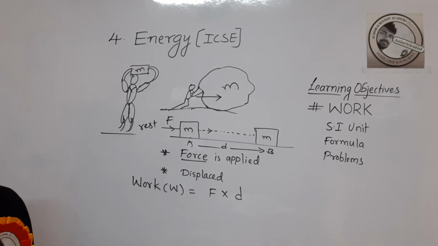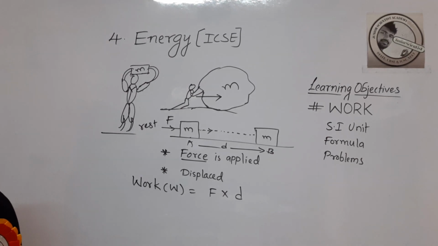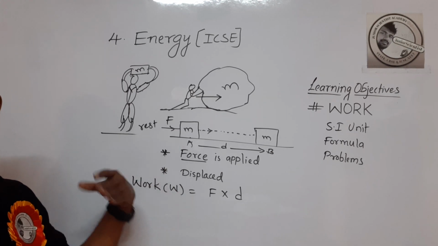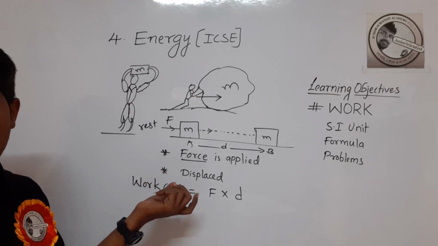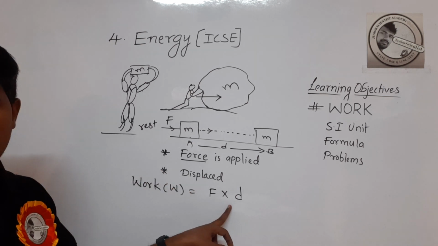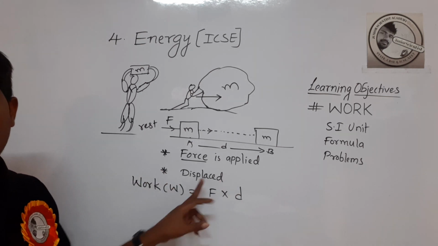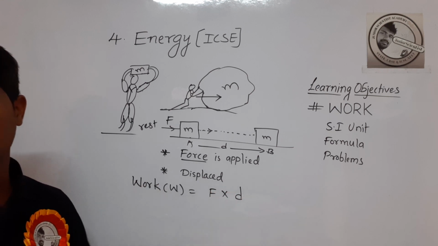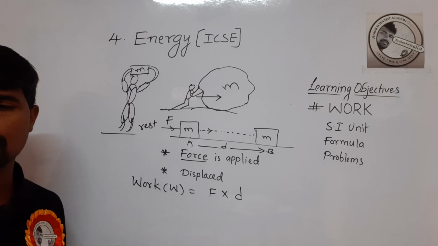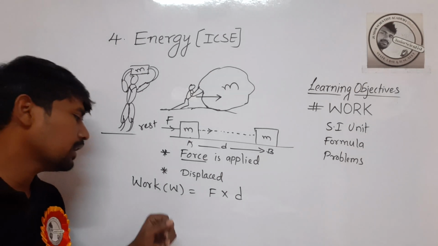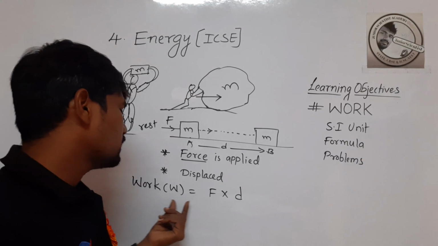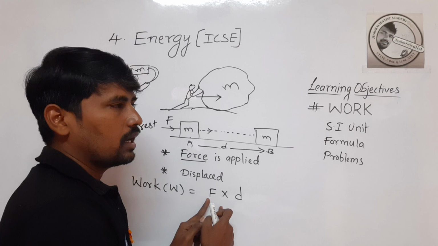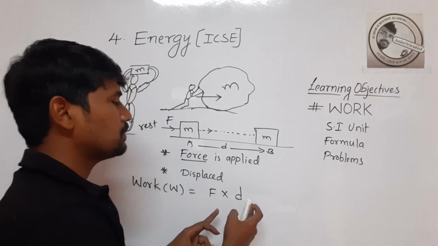So from this scenario, the long definition, just adding direction, is: the work done by a force on an object is equal to the product of the force applied and the distance moved by the body in the direction of force. Simply, you can write that work is defined as the product of applied force and displacement.